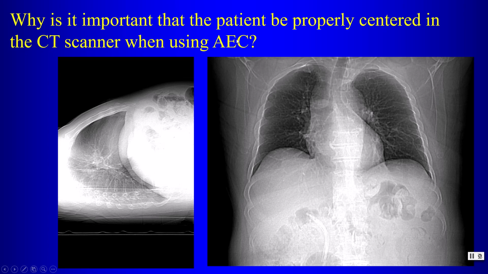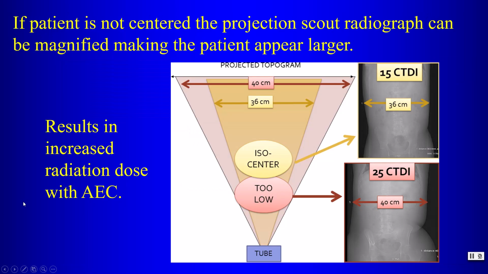Now, why is it important that the patient be properly centered in the CT scanner when you're using automatic exposure control? Remember, your lateral image is taken first to make sure that the patient is properly centered. Because if the patient is not centered, let's say the patient is centered too low, when you take that image, the image can be magnified.